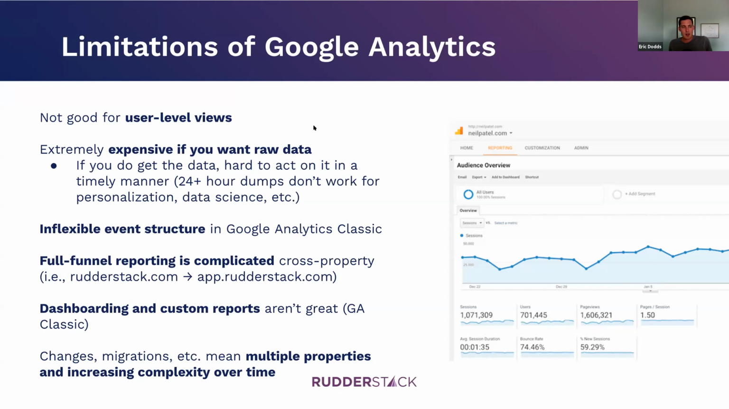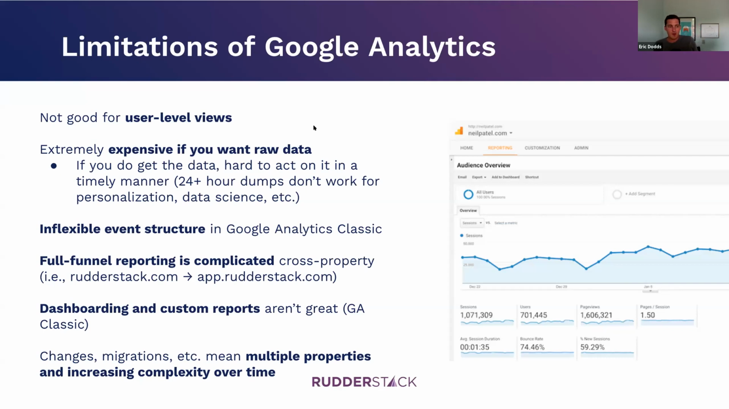Inflexible event structure. This is really simple. You have action and label for events in Google Analytics Classic, and you have to align all of your event tracking to that. A lot of people track events that they're sending to other properties, like Facebook or Google conversions, separately from what they're doing in Google Analytics. And so you have multiple events happening. It just becomes really messy. And they force you to align to their structure in Google Analytics Classic.